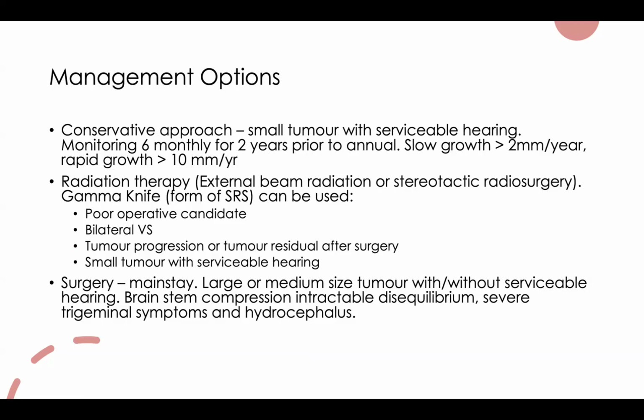There's radiation therapy in the form of external beam, stereotactic, or gamma knife, and it's usually reserved for people who are not great operation candidates, if they have bilateral vestibular schwannomas, if after surgery they still have a residual left behind, or if the tumor still progresses. Or for small tumors that have very good serviceable hearing and that you're worried about losing through surgery.